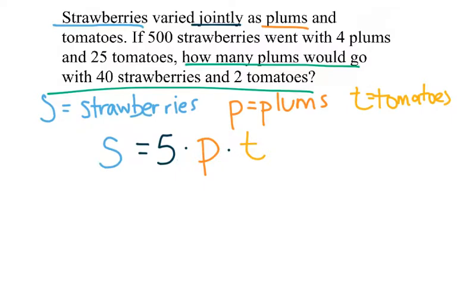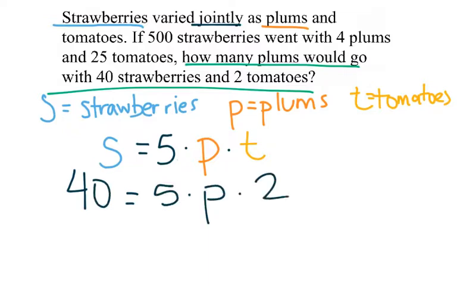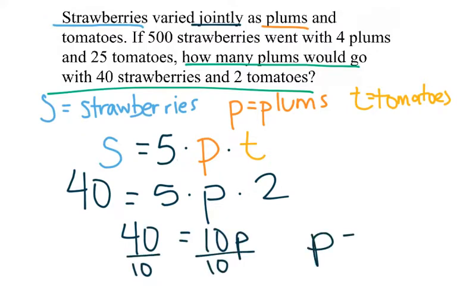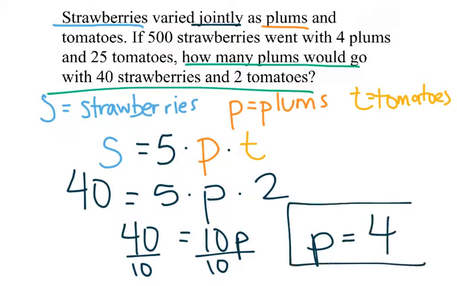The last part is what we're actually trying to find. How many plums would go with 40 strawberries and 2 tomatoes? So, 5 times P times 2 is 10P. I'm going to divide by 10, and so I get 4 plums. Alright, so hopefully this is making sense.